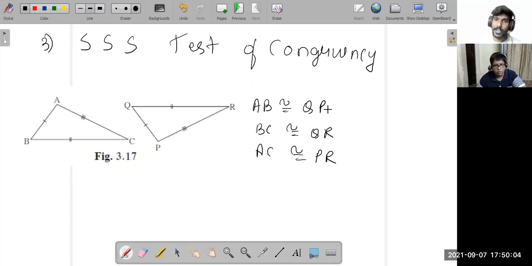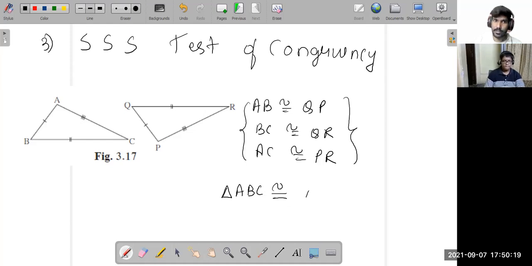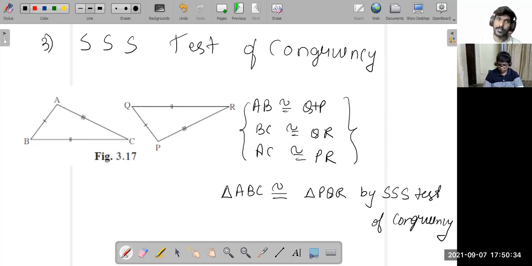So, if you manage to prove, any question? Okay. If you manage to prove all three sides are congruent to each other, then you can say that triangle ABC is congruent to triangle PQR by SSS test of congruency. Got it? Write it down now.